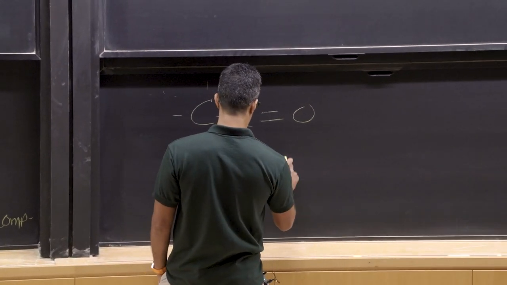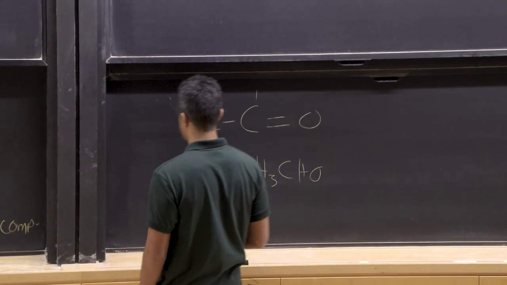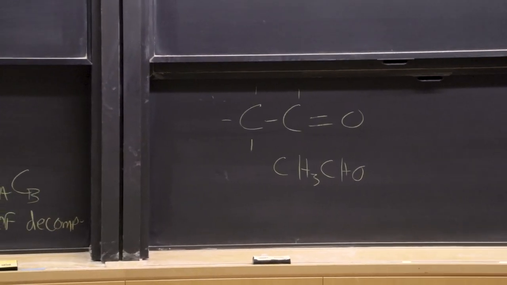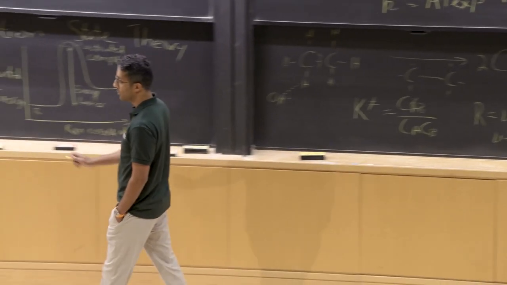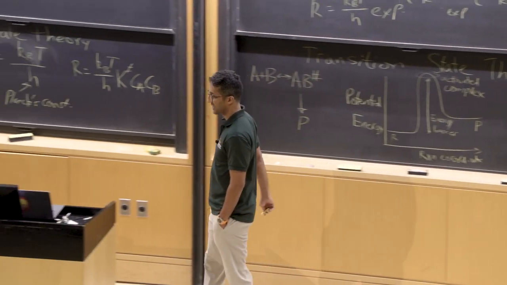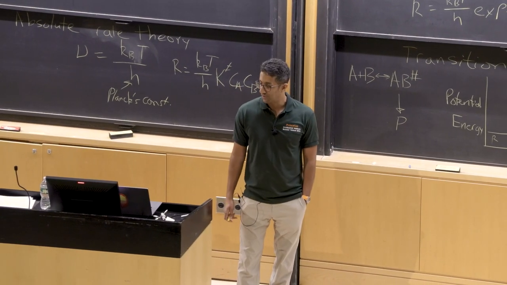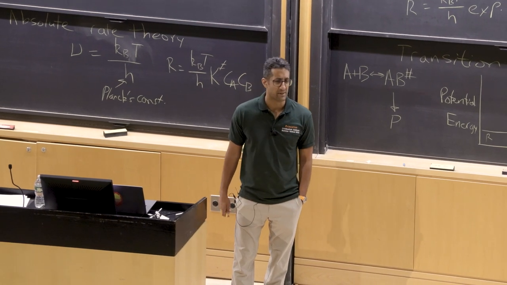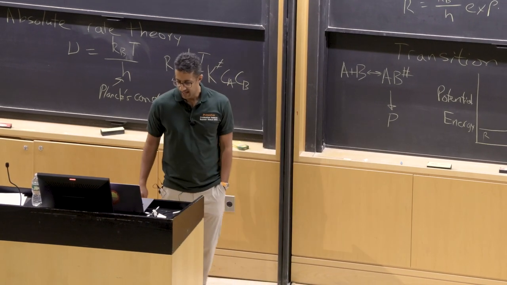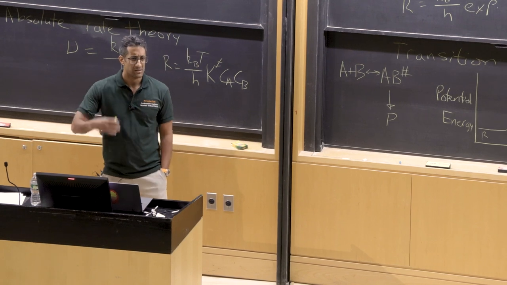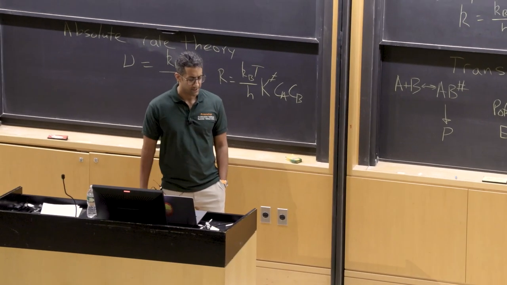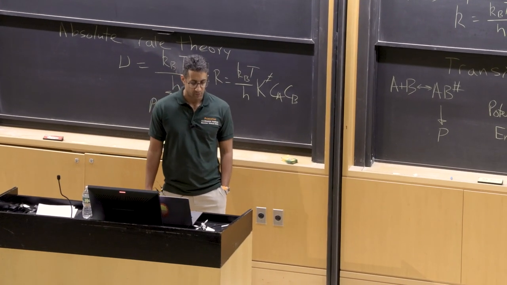CH3CHO, okay? The most basic aldehyde is formaldehyde, CH2O. The second one is acetaldehyde. And people started doing experiments with this molecule in the 1920s, and they found some weird things happening, okay? They tried to understand why this system is behaving differently and not following exactly what we expect.